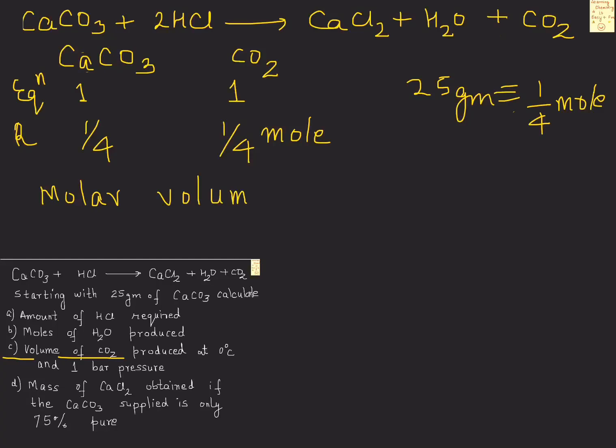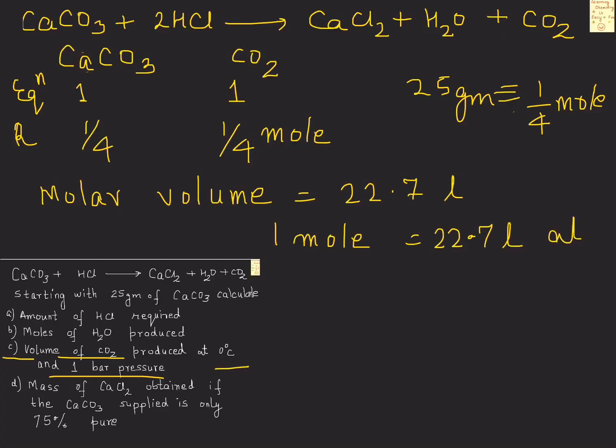Now, the conditions that have been provided to you are standard temperature and pressure conditions, 0 degrees Celsius and 1 bar pressure. According to this, it is 22.7 liters. So, if 1 mole of carbon dioxide is taken at STP, it is equal to 22.7 liters at the provided temperature and pressure. So, 1 by 4 mole will be how much?